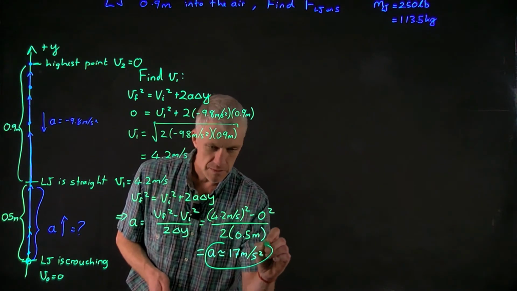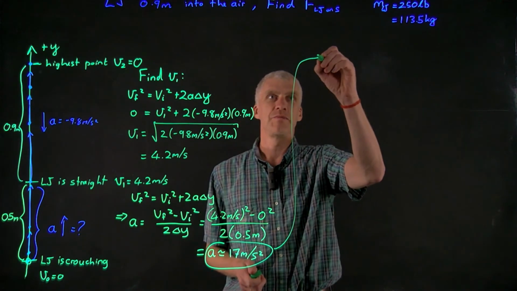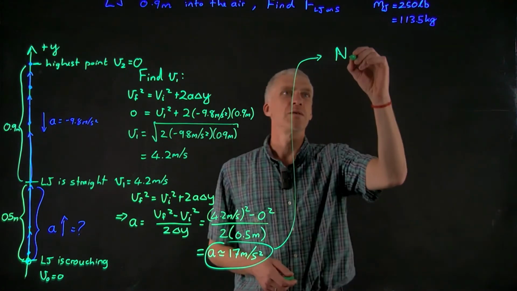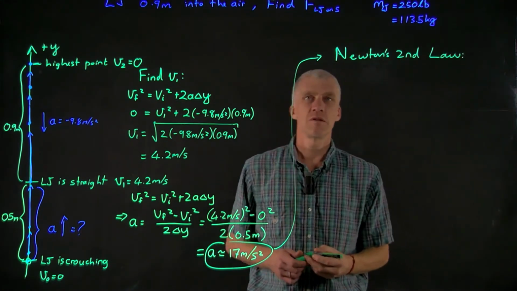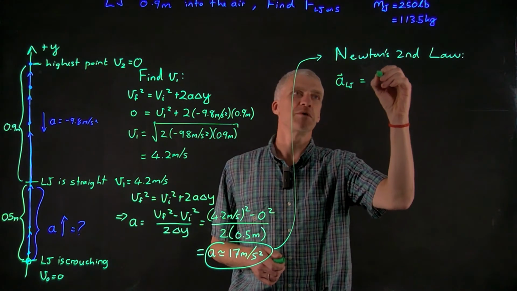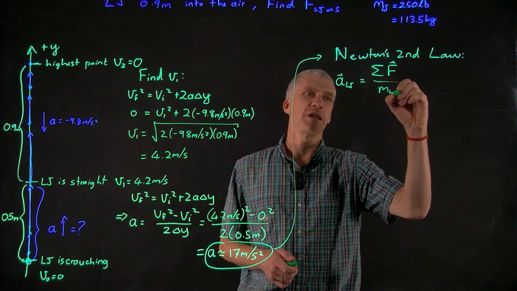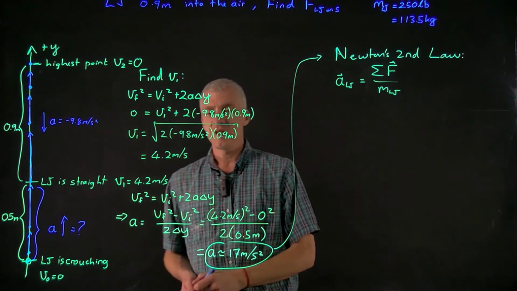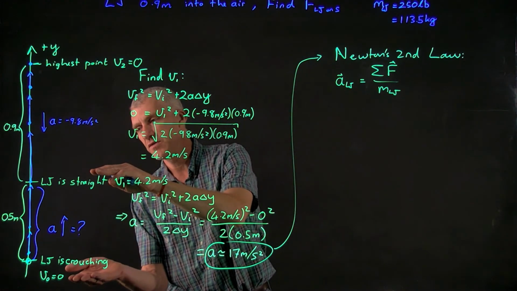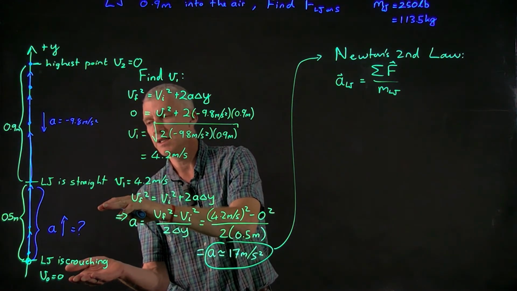Now that I have LeBron James's acceleration, I can use this acceleration to analyze the forces using Newton's second law. Newton's second law says that the acceleration of LeBron James is equal to the sum of all the forces exerted on LeBron James divided by the mass of LeBron James. In order to implement Newton's second law, I need to draw a force diagram for the first phase of LeBron James's motion. This is when he's still in contact with the floor and he's jumping upwards.